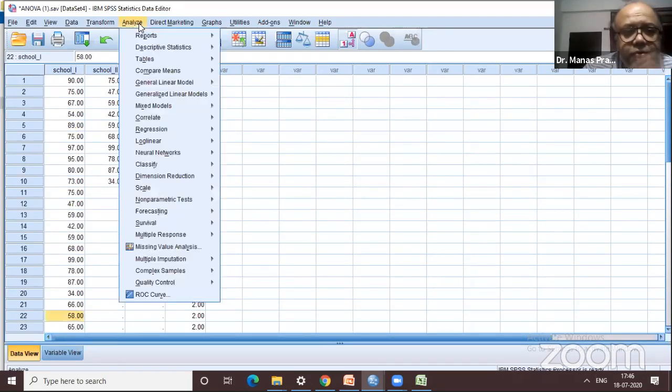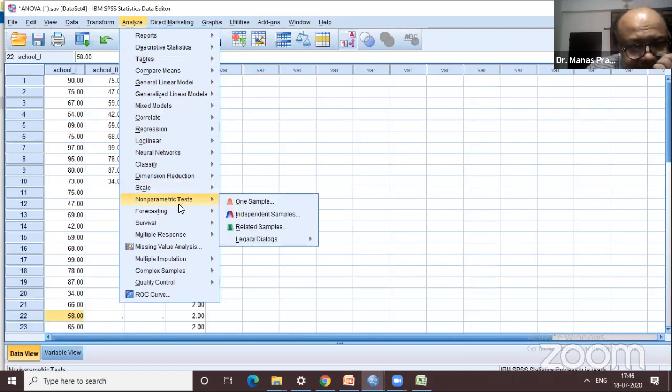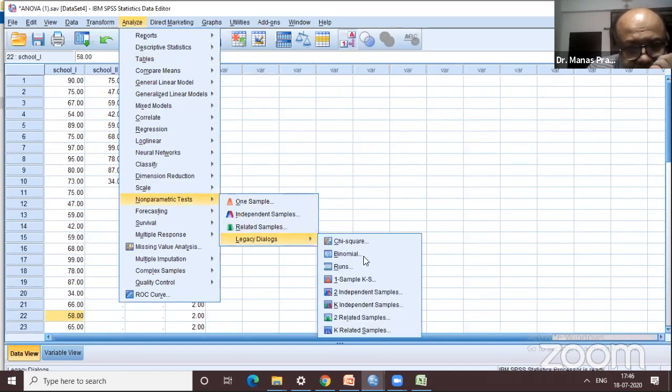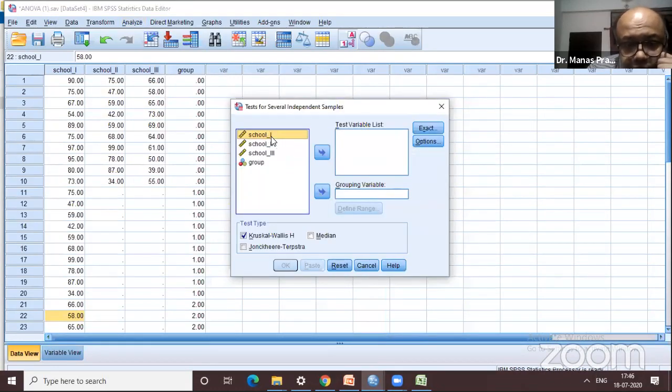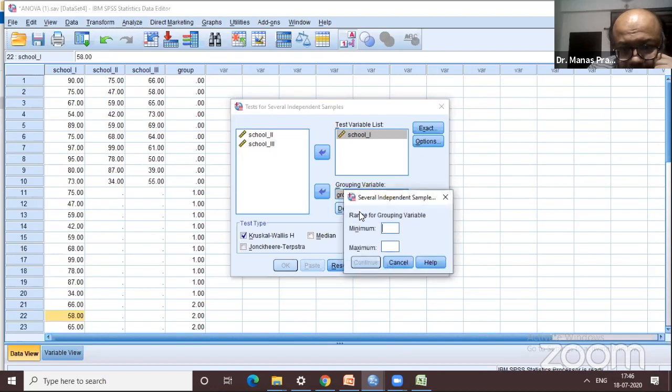So I have to go to analyze, non-parametric statistics, legacy dialog, then K independent samples. It may be 3 or more. That's why it is written as K. So school 1 we put here. Then the grouping variable, you have to put in the grouping variable. Then define groups. So minimum is 0, maximum is 2. Continue.